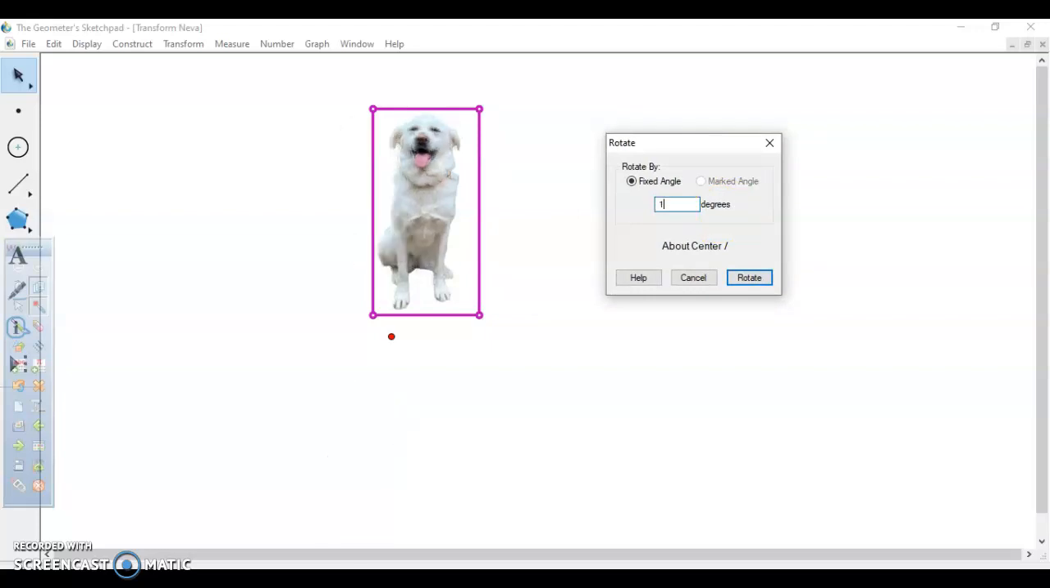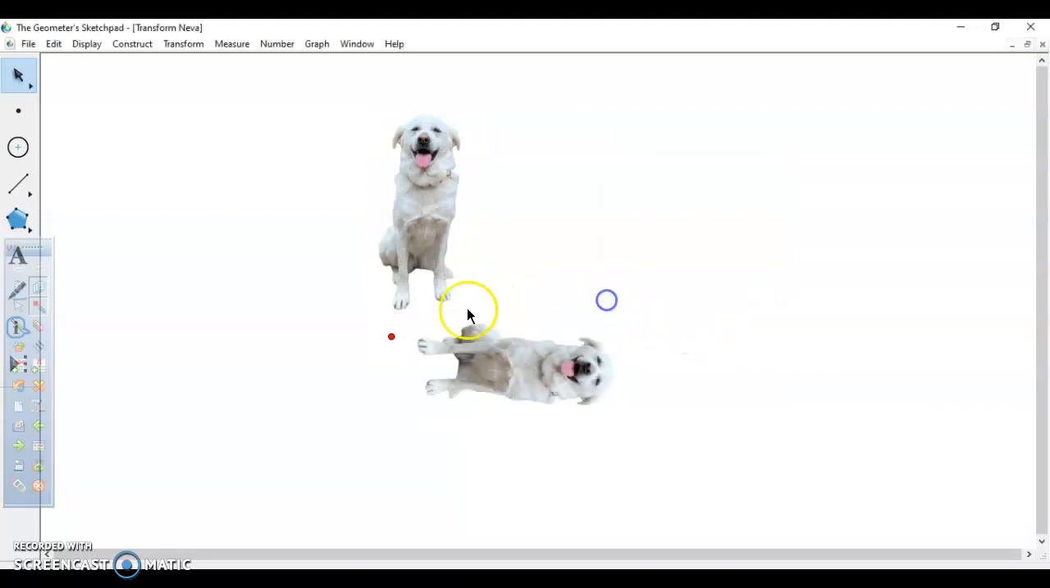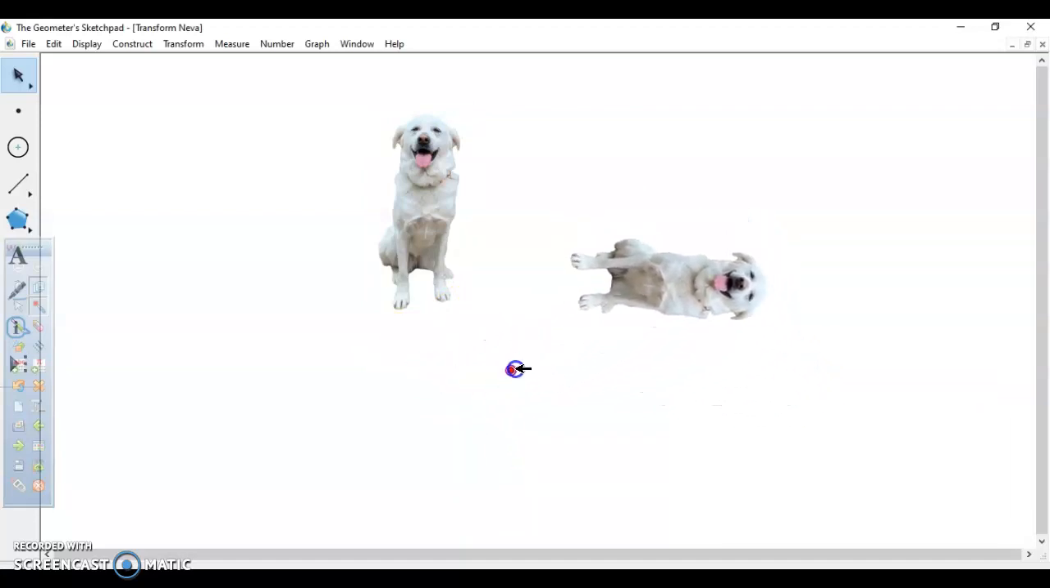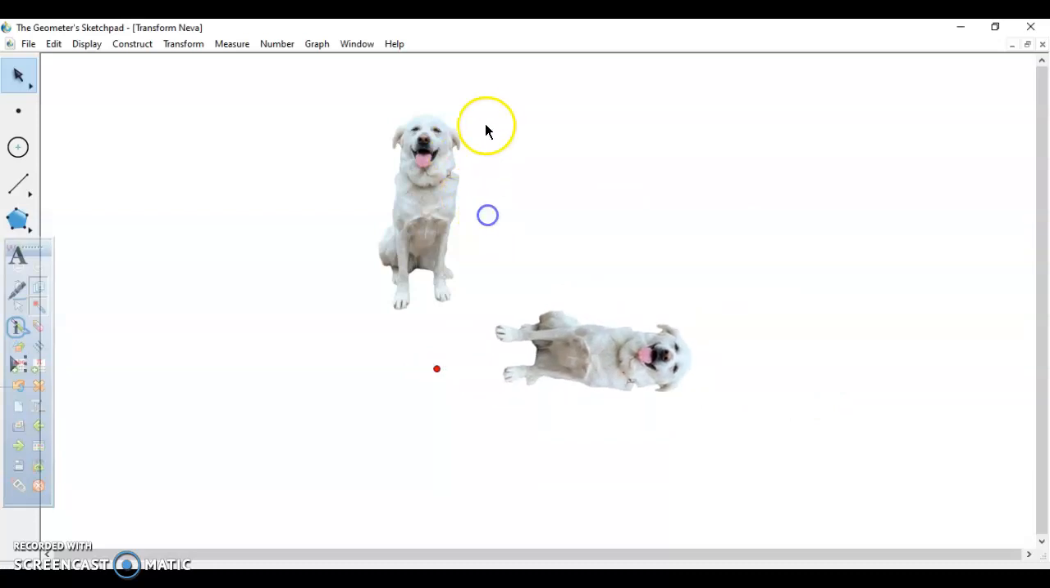Now, in my computer program, if I want to go clockwise, which is not the default direction, I'd put a negative in front. So maybe I want to rotate clockwise 90 degrees. There you have it. And that, my friends, is a rotation. You'll notice the image of little pre-Neva gets moved around as I move my little center of rotation. But essentially, in this case, Neva was rotated 90 degrees clockwise.